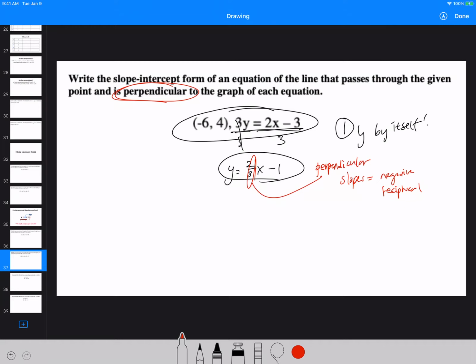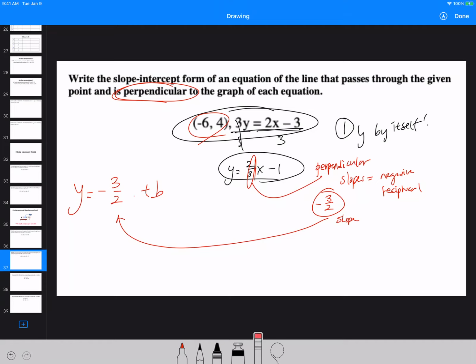So if it's 2/3, the negative reciprocal of that would be negative 3/2. Okay, so now I'm going to use this as my slope. This is my testing point, and say y is equal to negative 3/2 x plus b. That's the slope. And I forgot to plug in my x and y. So I'm going to plug in my x, plug in my y.